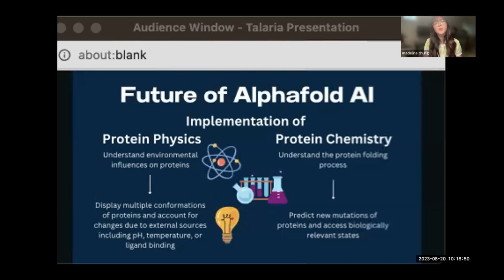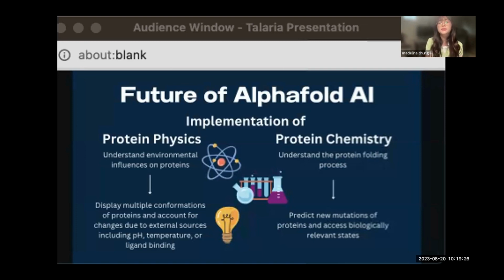So I propose that we implement basic data on protein physics. And so now, with that information, the system can understand more environmental influences on proteins. And with that, we will be able to have access to conformational diversity and address that limitation head on. And with that, we can account for these environmental influences like pH, temperature, ligand binding, and we can access the dynamic nature of proteins, which we weren't able to access before.